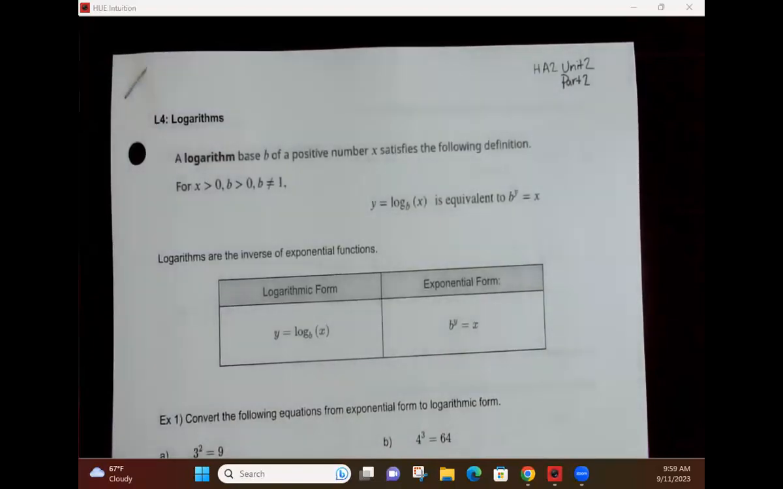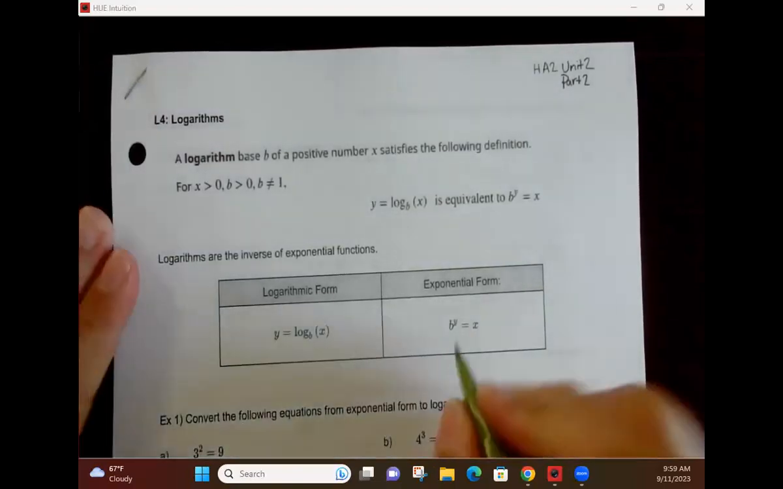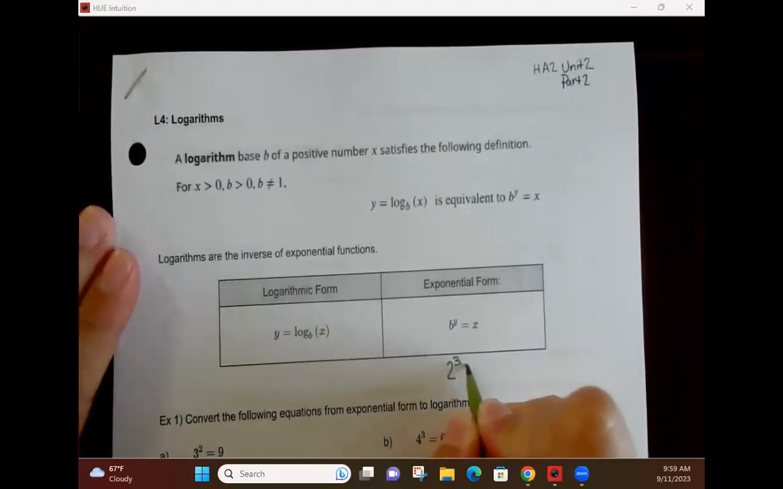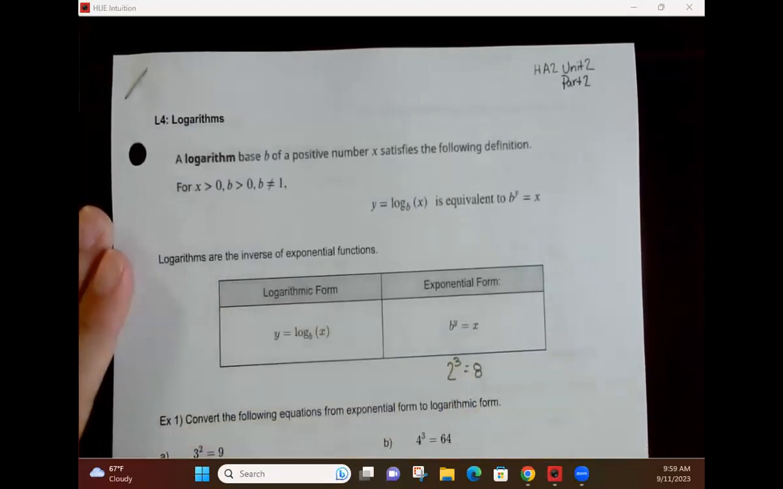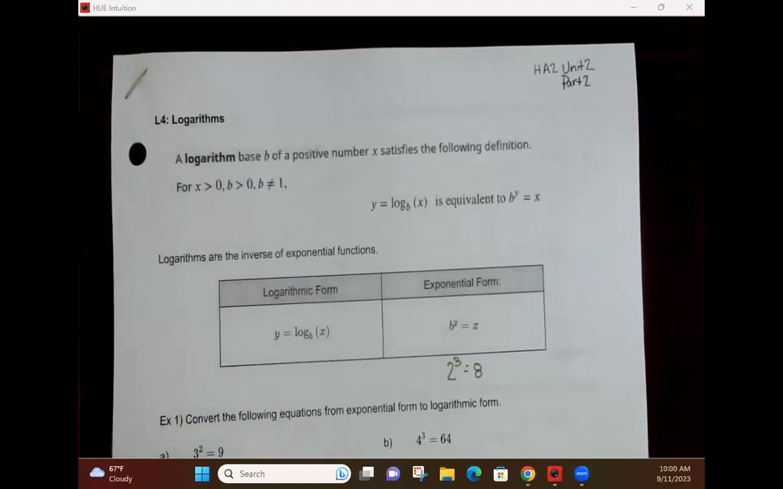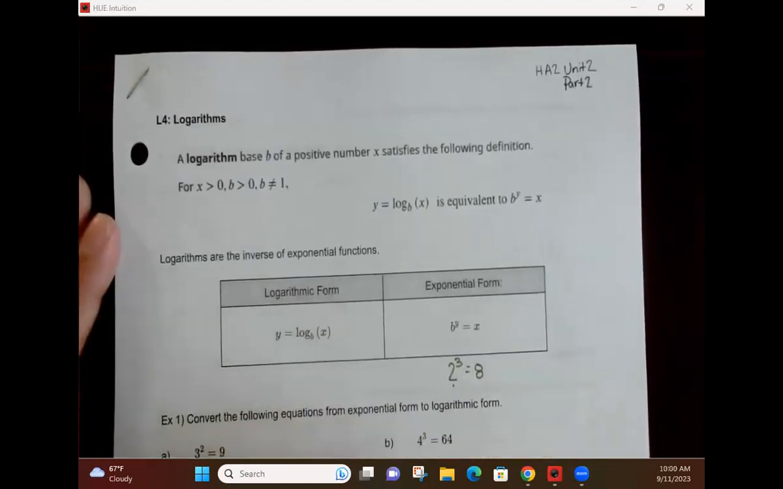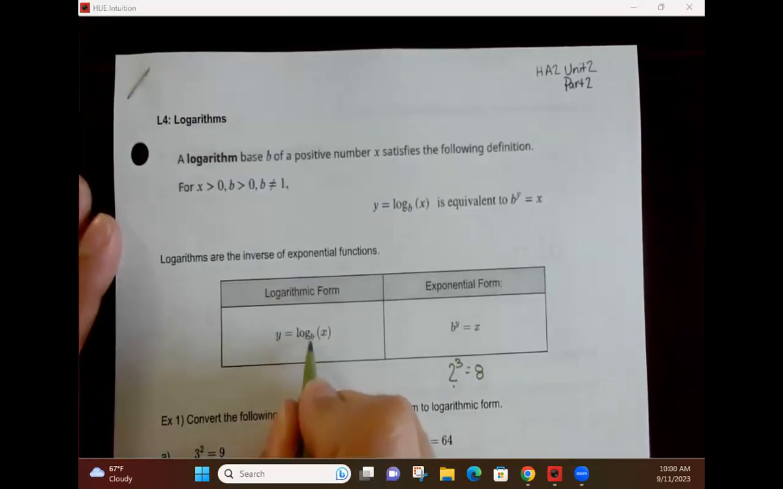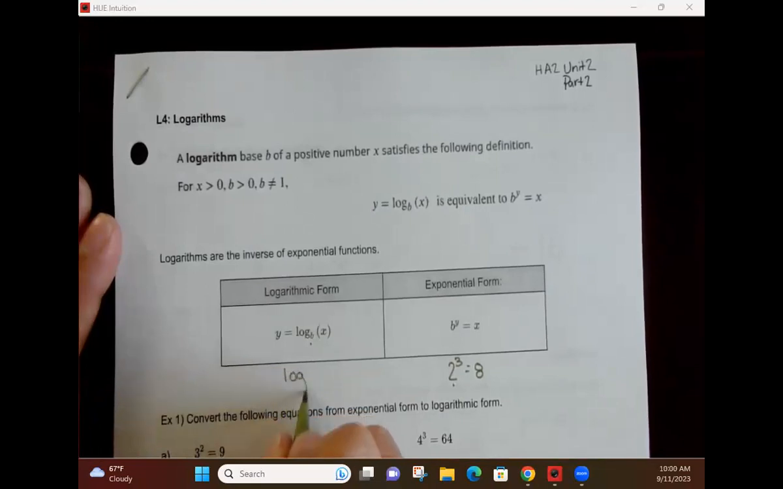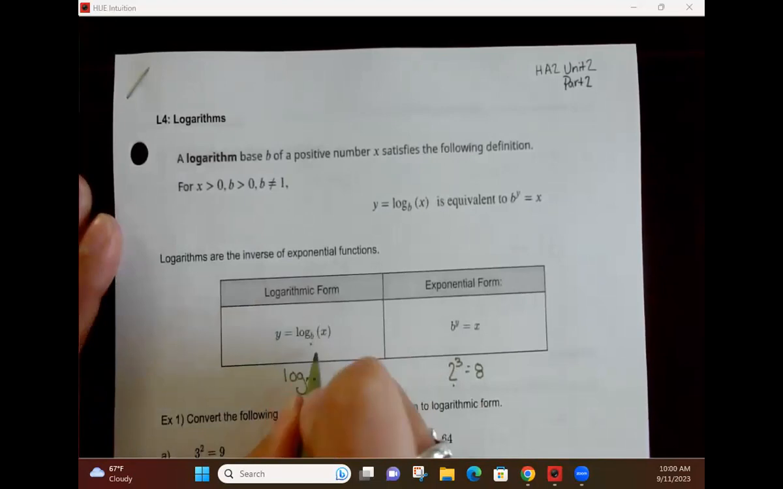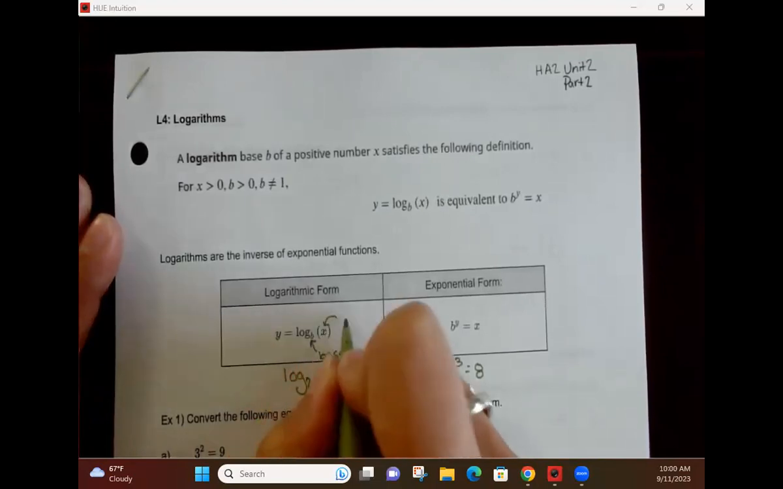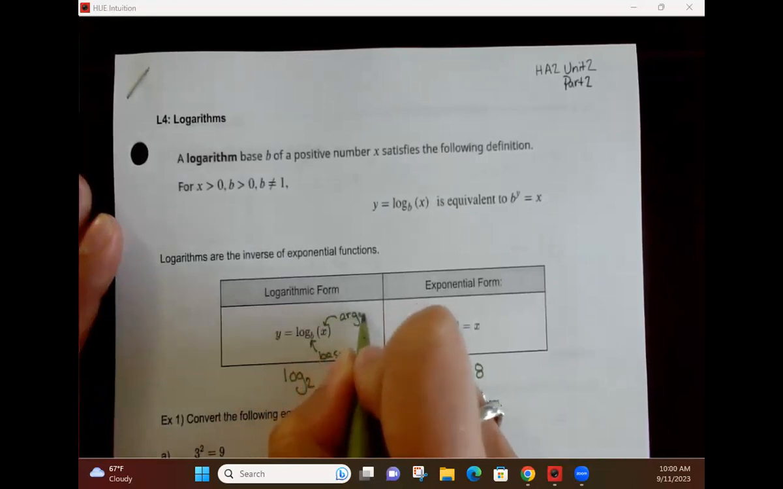Okay. So if I have something like 2 cubed equals 8, I can rewrite this in what's called logarithmic form. The base for the exponent is the base for the exponential. This little number here is called a base. So this would look like log base 2. And then this guy here in parentheses is called the argument.